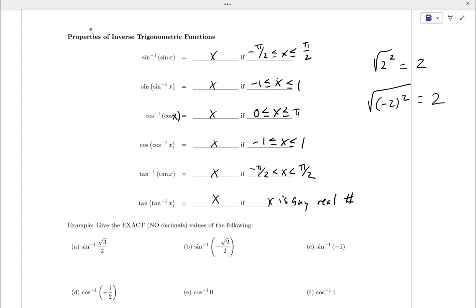Or any real hashtag. Sorry, when I grew up, that was a number sign, or a pound sign. Now it's a hashtag. Things change. Anyway, is that okay? All right.